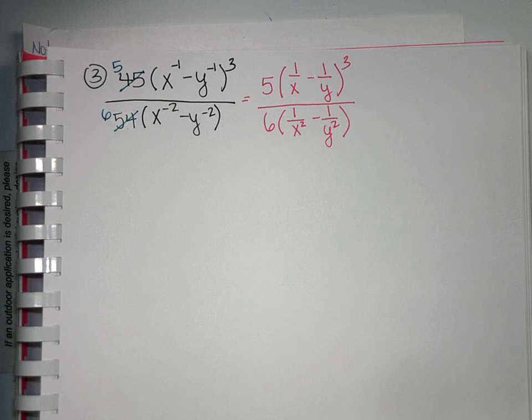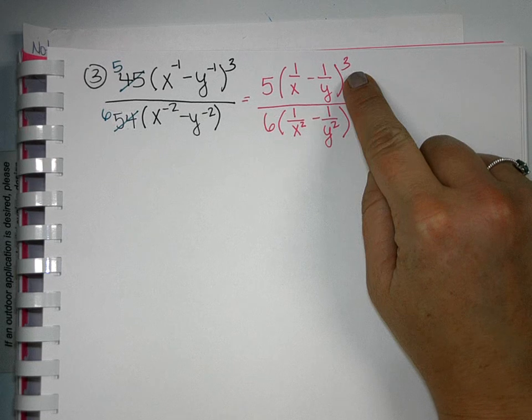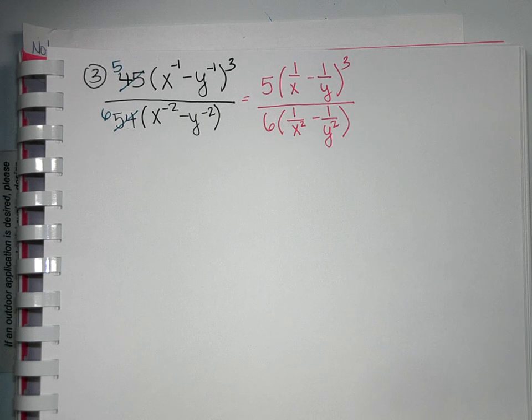Now, what makes this one a little bit different and how we might want to do it is because of that cubed, we can't necessarily do our LCD at this point. If you wanted to still do it that way, you'd actually have to go and multiply out 1 over x minus 1 over y times 1 over x minus 1 over y times 1 over x minus 1 over y and FOIL that all together.